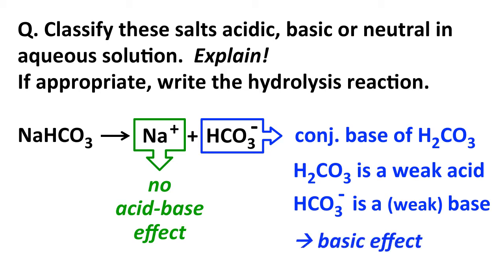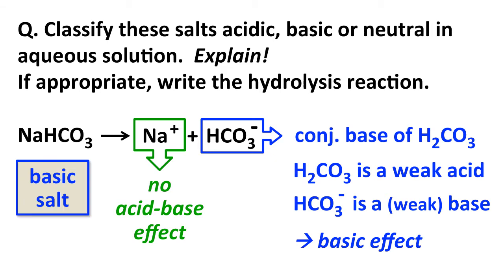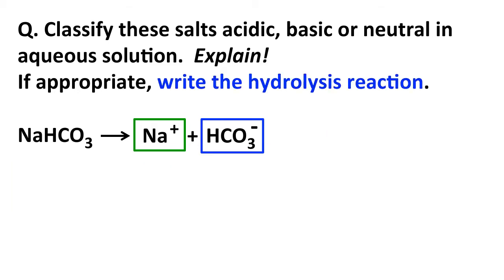And so we have a basic solution because one of the ions has no effect on acid or base, and the other ion has a basic effect. So overall, this solution is basic. Now, the hydrolysis equation is going to come from the ion that has an effect on the acidic or basic nature of the solution. And hydrolysis means breaking apart of water.